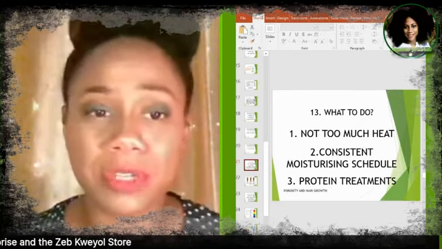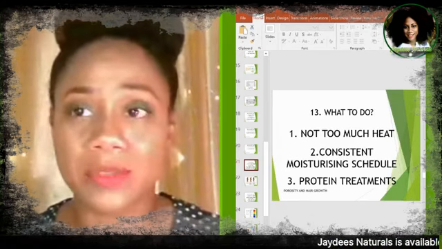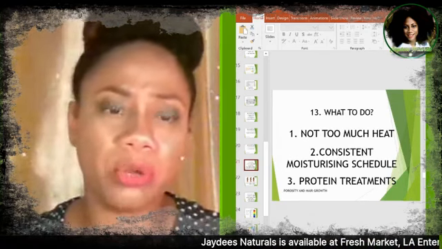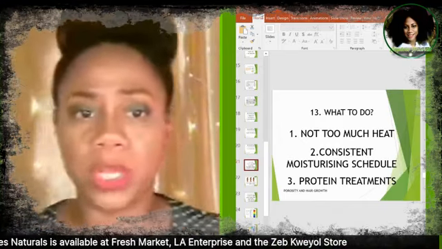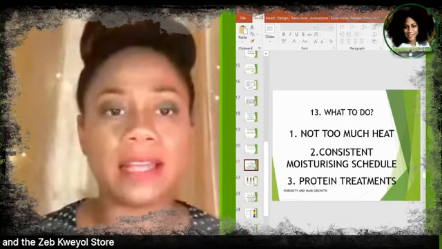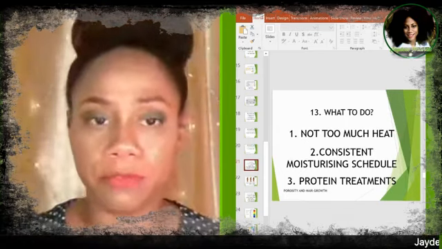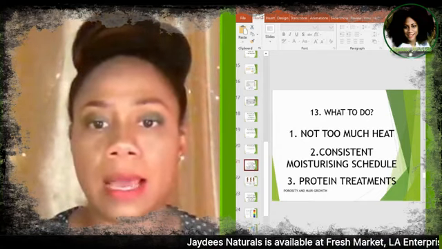Okay, so protein treatments are your friend. Whatever conditioner you use, try and look for hydrolyzed protein treatments. Some type of protein in there, wheat protein, oat protein, there are all different types of proteins. Try and incorporate it in your regime if you suspect that you are high porosity.